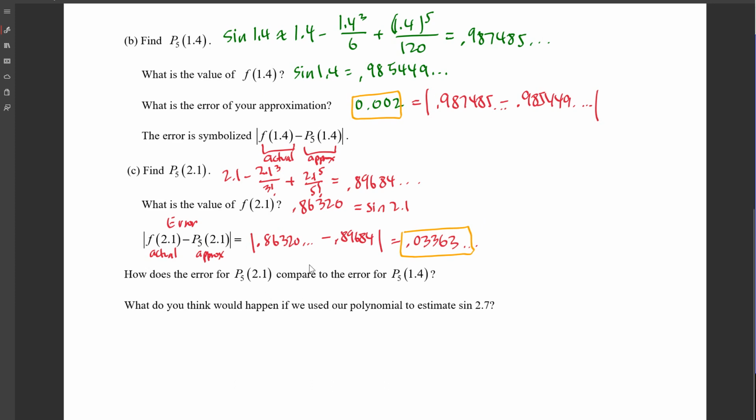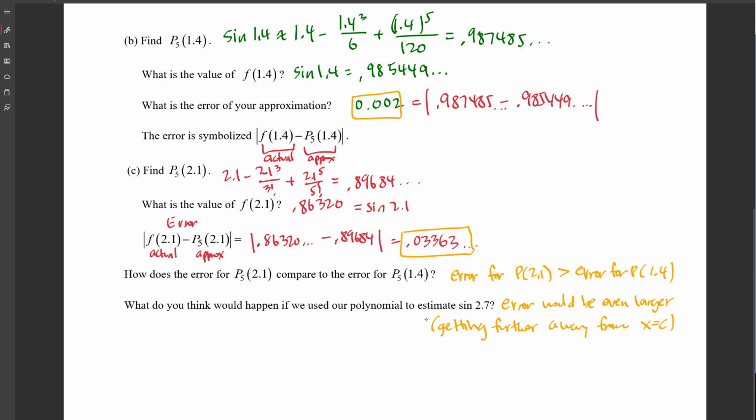So how does the error compare? We would say the error for P of 2.1 was greater than the error for P of 1.4. And what would happen if we tried to estimate sine of 2.7? What do you think the error would be? The error would be even larger because we're getting further away from the center, getting further away from x equals c.